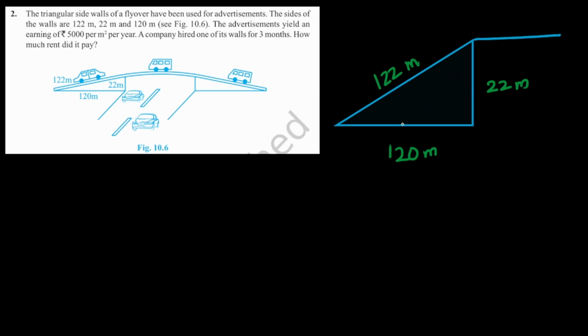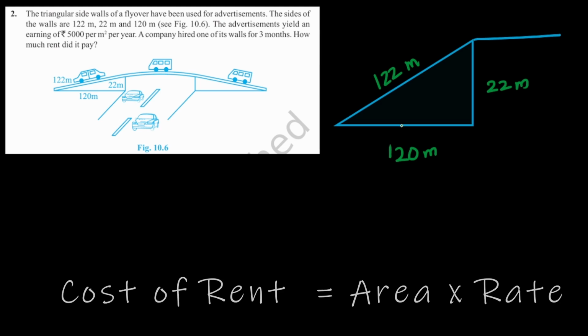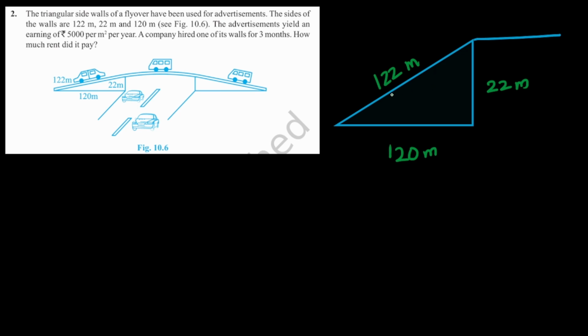Okay, so in order to find the cost for the advertisement, you need to know the area, right? They have asked us the cost. So in order to know the cost, you need to know the area. In order to know the area, you have to use Heron's formula. So we have the sides over here, that is 122 meter, 120 meter, 22 meter. Now first let us find the area, then we'll move on to what they have asked us to find.